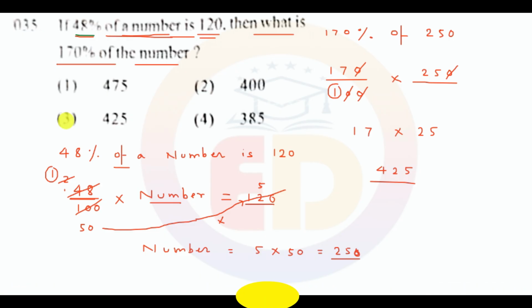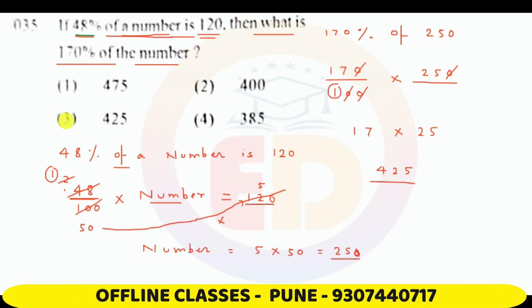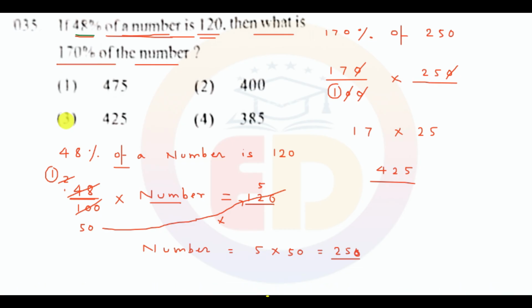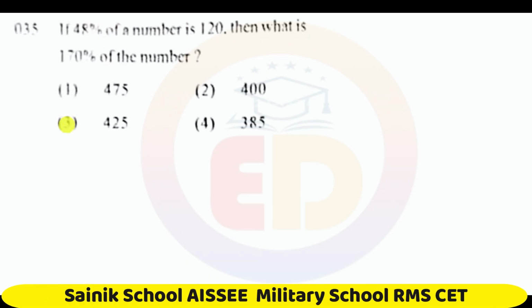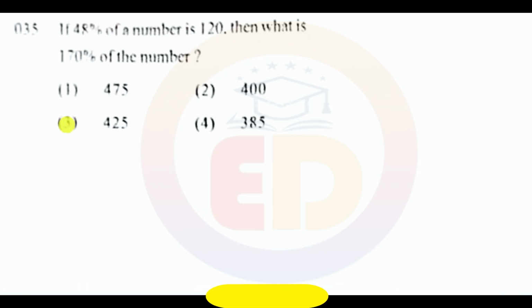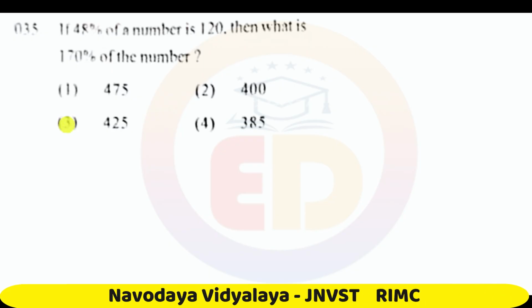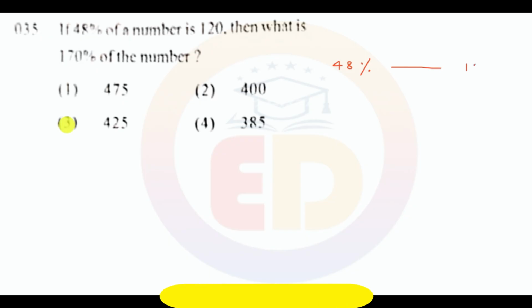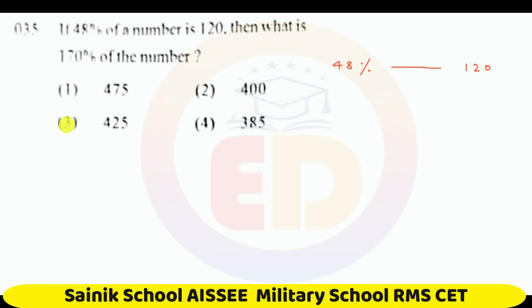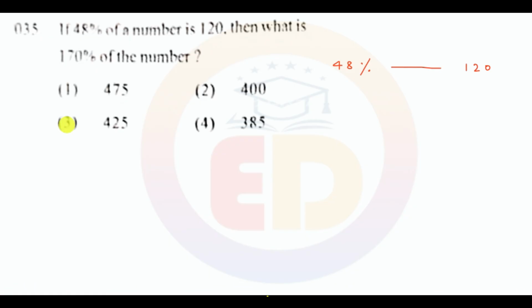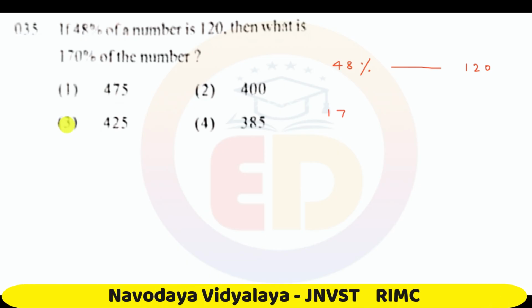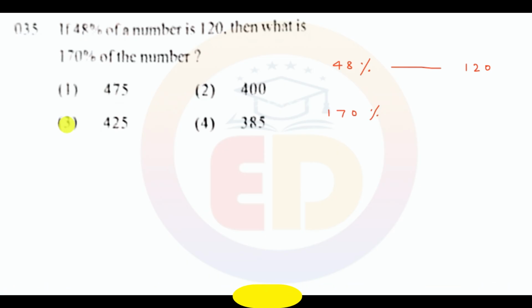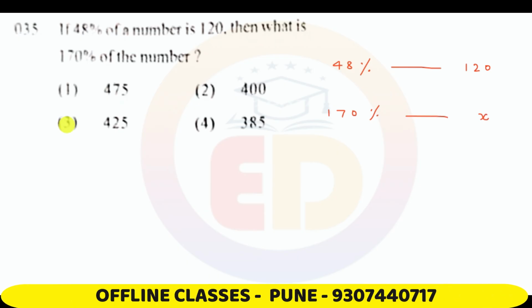Now, let us discuss the alternative approach of solving this question. Another approach of solving this question is very simple. We can use the ratio approach. First, we know that 48% of the number is 120. So if 48% of the number is 120, then the question is asking what is 170% of the number. Let us assume that is x.